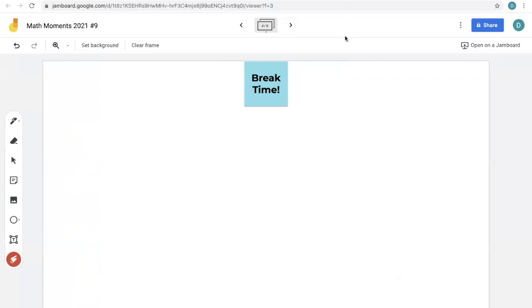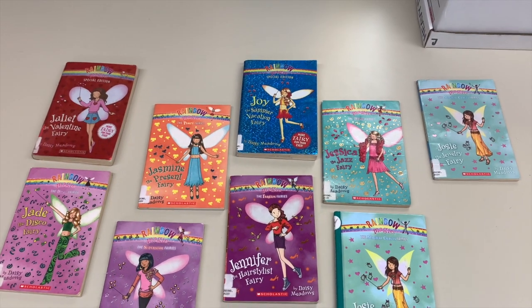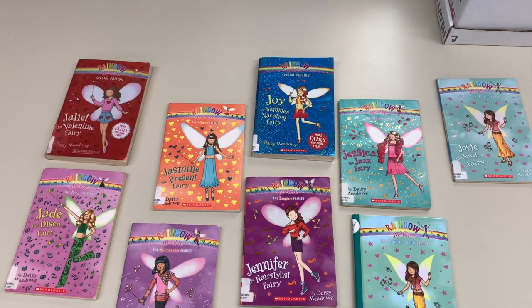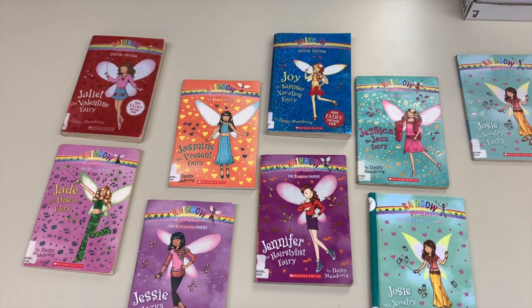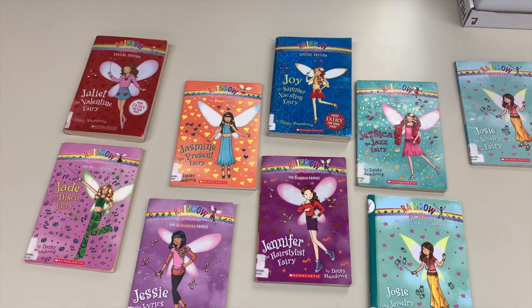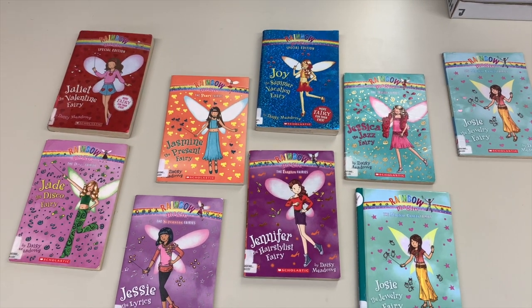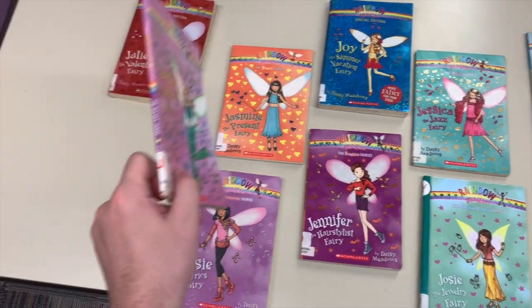So enjoy the break. All right, so for the break today, I decided to show you a bit of what I do in the library. So I do something called shelving, where I put the books in order on our shelves, and in order means alphabetical order. So you want the A's to come first and then the Z's to come last, that kind of thing. And so what we do is we shelve by author.